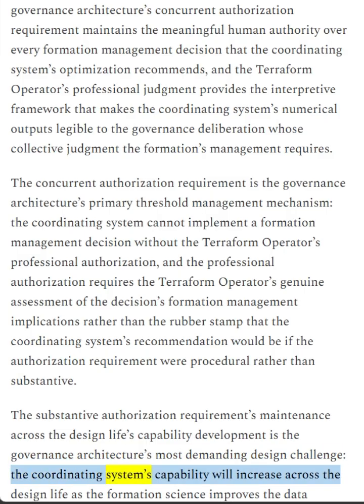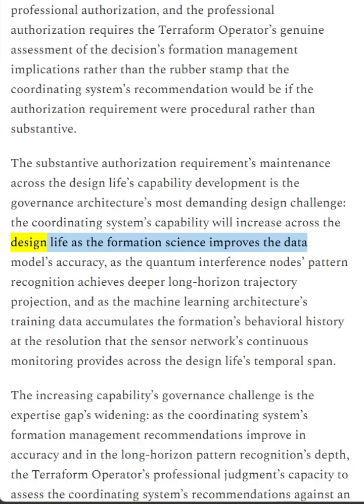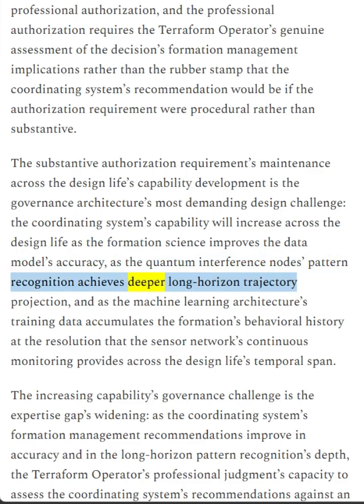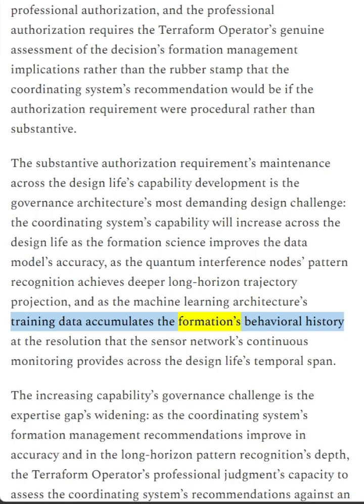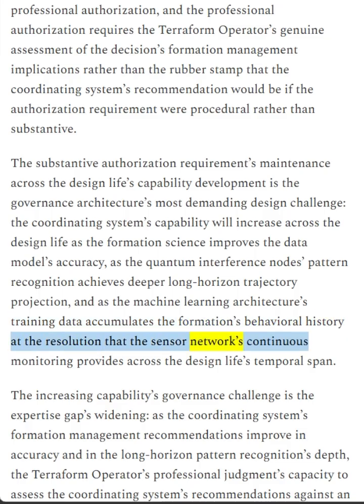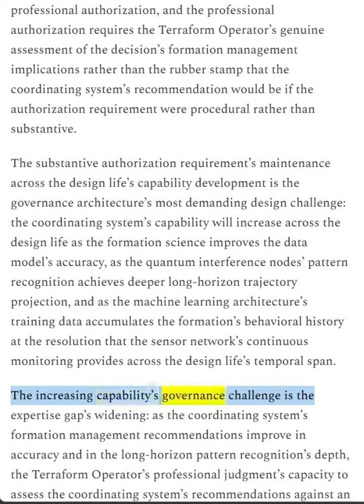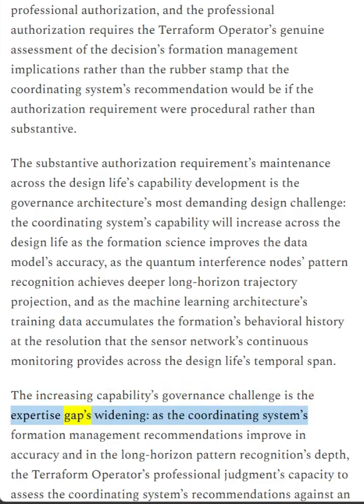The coordinating system's capability will increase across the design life as the formation science improves the data model's accuracy, as the quantum interference node's pattern recognition achieves deeper long-horizon trajectory projection, and as the machine learning architecture's training data accumulates the formation's behavioral history at the resolution that the sensor network's continuous monitoring provides across the design life's temporal span. The increasing capability's governance challenge is the expertise gap's widening.